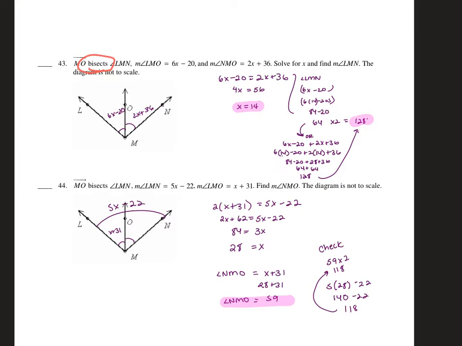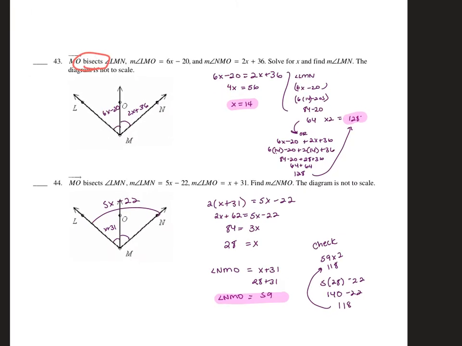44 says bisects again, but this time instead of giving you the two small parts, it gives you one of the angles and then the whole angle. So 2 times the smaller angle is going to equal the big angle, which is where this comes from. X ends up being 28. Plug it back in to get NMO, and NMO is the same as LMO, so you can plug it back in there and you should get 59.